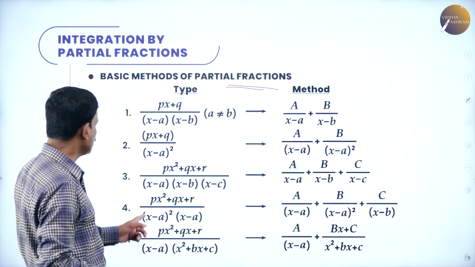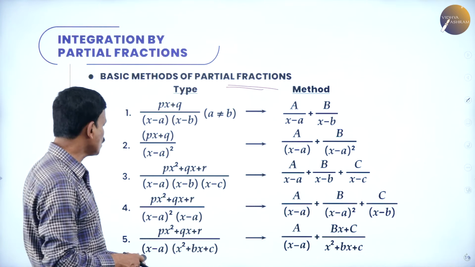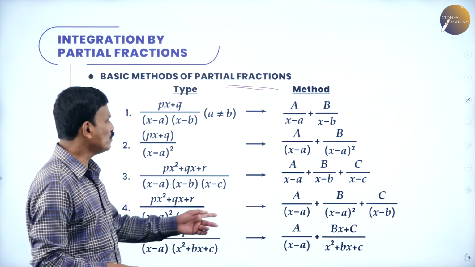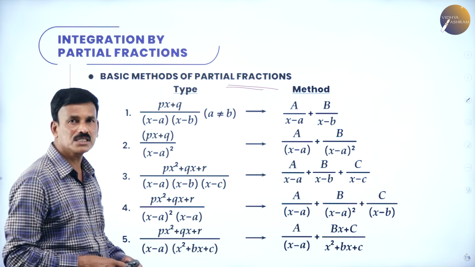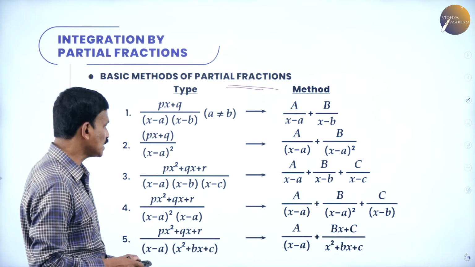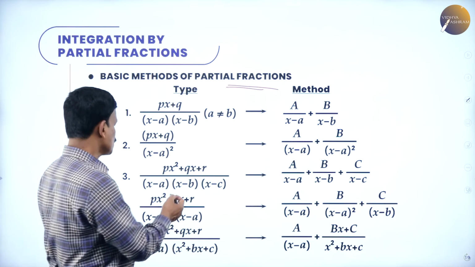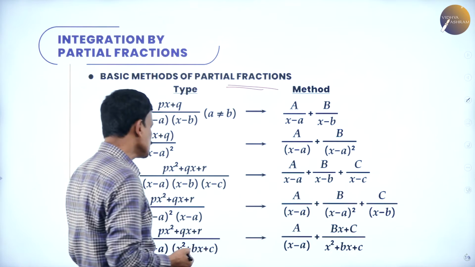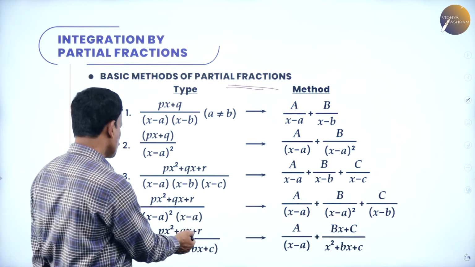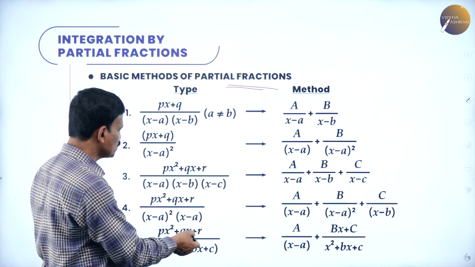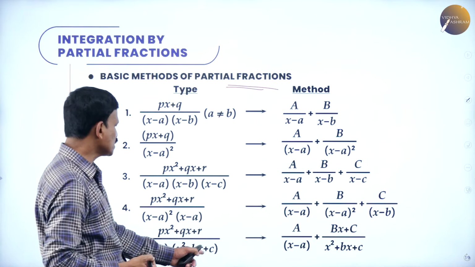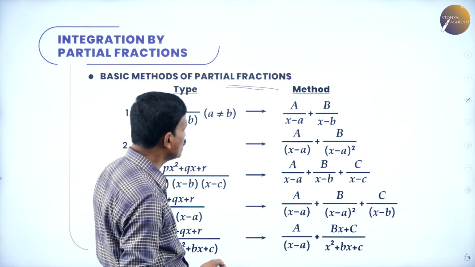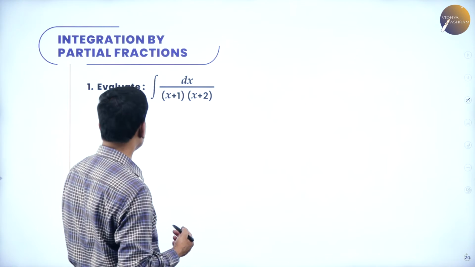If the numerator is px square plus qx plus r divided by repeated factors, x minus a whole square into x minus b, then it is a by x minus a plus b by x minus a whole square plus c by x minus b. Right, px square plus qx plus r divided by x minus a into x square plus bx plus c can be written as a by x minus a plus bx plus c divided by the quadratic equation x square plus bx plus c. Now, let us come to the first problem.